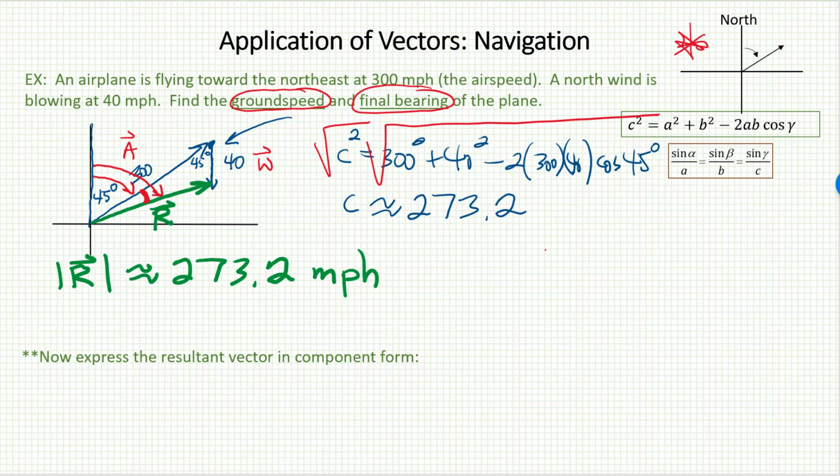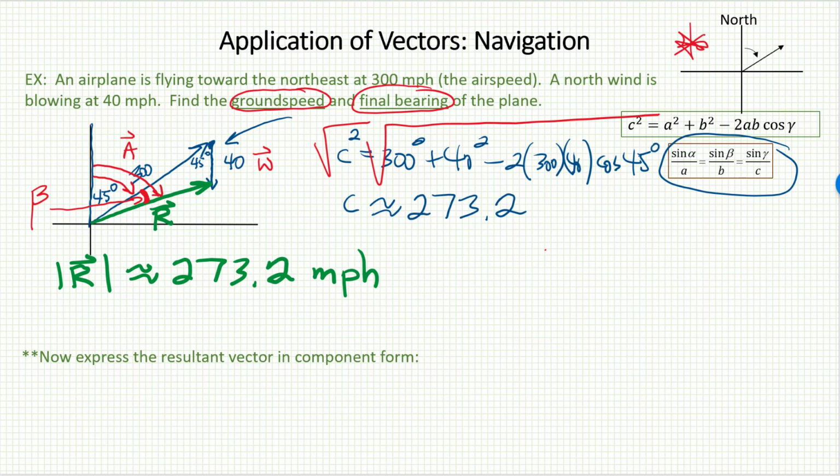Now that angle is opposite side 40, which I was calling b, so that would make this little angle beta. And I have enough information in this triangle that I can use the law of sines now in order to find angle beta. I can see that angle beta is an acute angle.